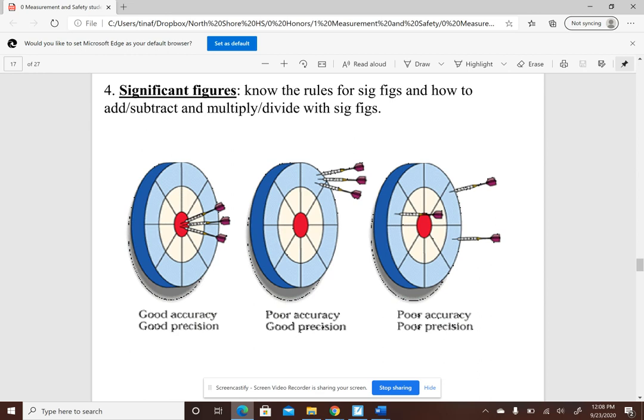Hi guys, so in today's video we're going to talk about accuracy versus precision, and we're going to talk about significant figures, or sig figs for short, a little bit. And it's basically telling you, sig figs, how many digits are in a measurement, and the number of digits in the measurement tells you how accurate the device was that took that measurement.